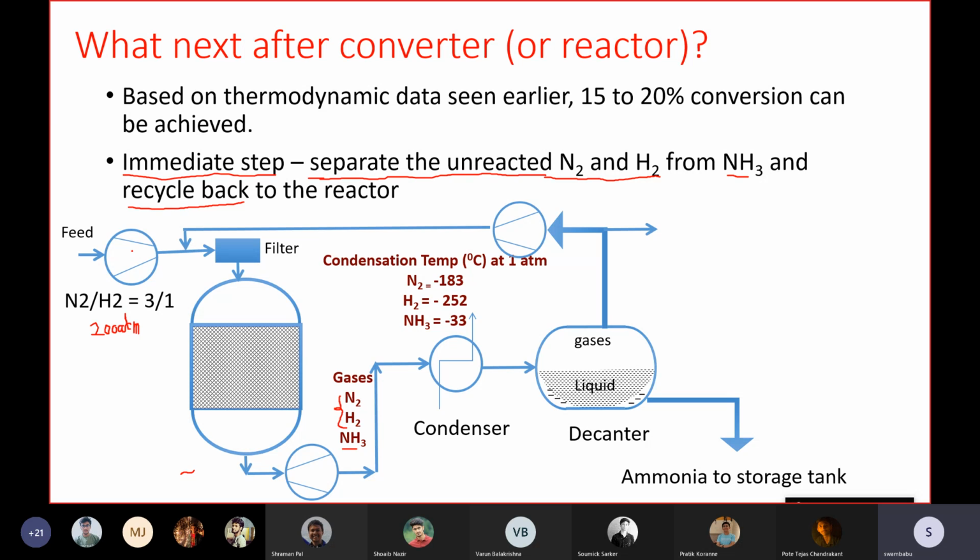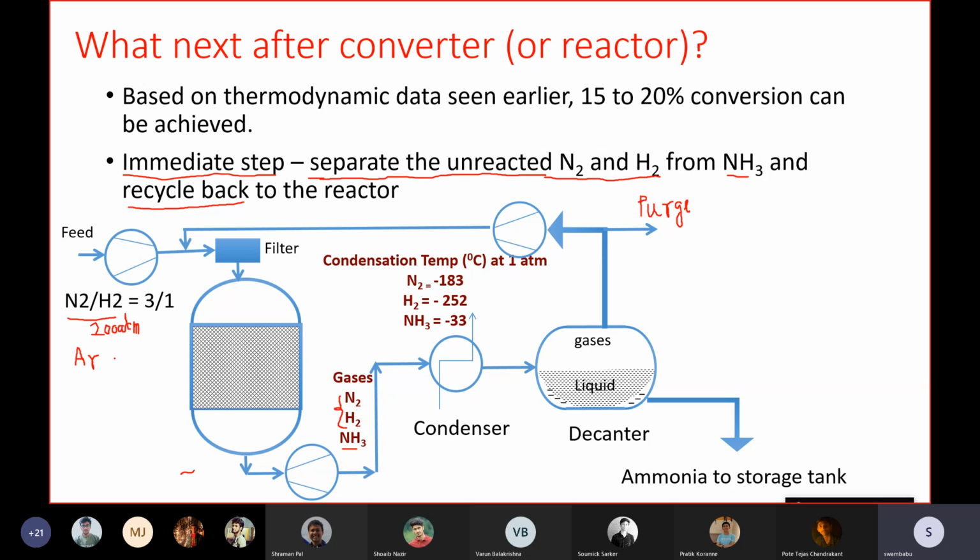But sometimes this ammonia synthesis plant will have a purge stream. The reason for the purge stream is that the nitrogen and hydrogen feed gases will contain some impurity called argon. The source of argon we'll discuss a little later.